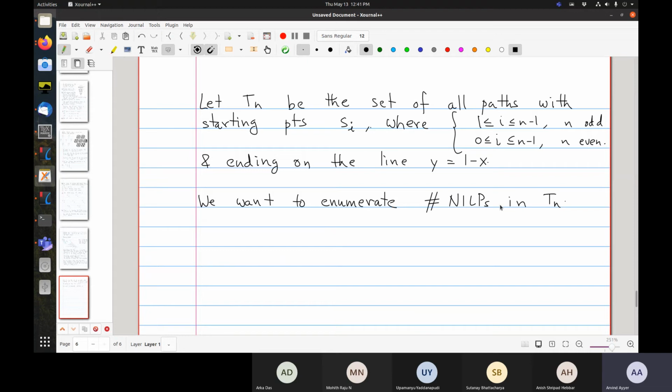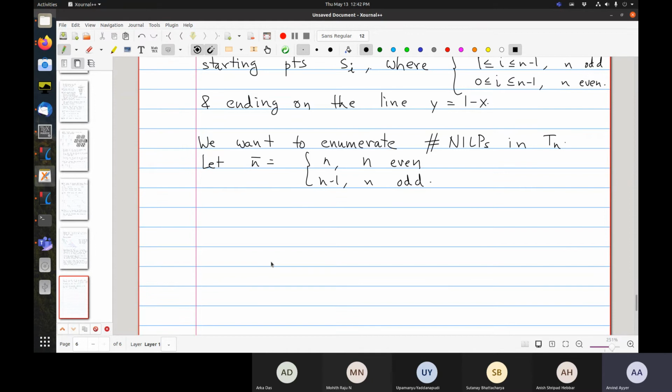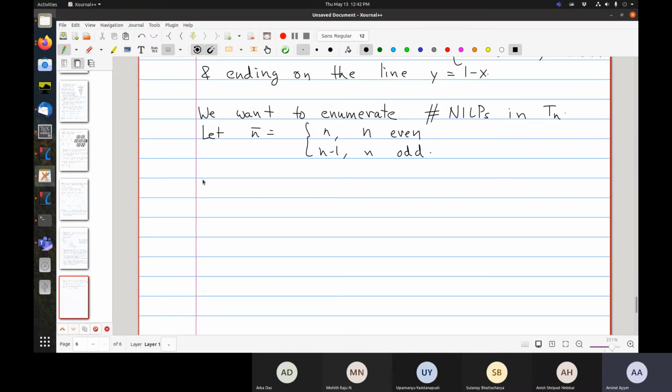Now, okay, so some notation. Let n bar be n if n is even, or n minus 1 if n is odd. This is just to save myself writing n or n minus 1 depending. Okay, so now I remind you of the Pfaffians. So recall notation from earlier. M sub n bar is the set of matchings of 1 to n bar.